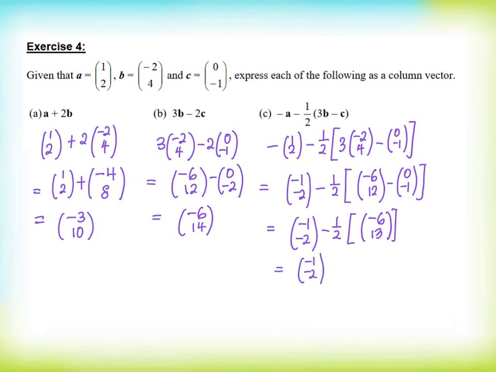Now I'm going to multiply the vector by half. That will give me negative 3, and this will be 6.5. And we will get a total of negative 1 plus 3, that gives me 2. And negative 2 minus 6.5, negative 8.5. Have you gotten the answer?